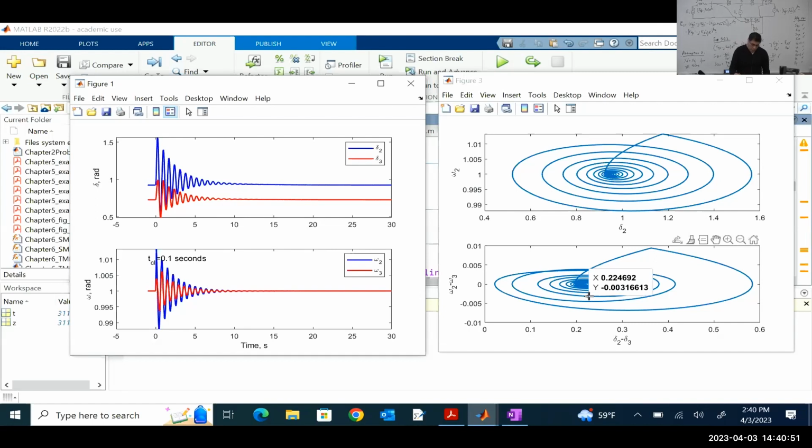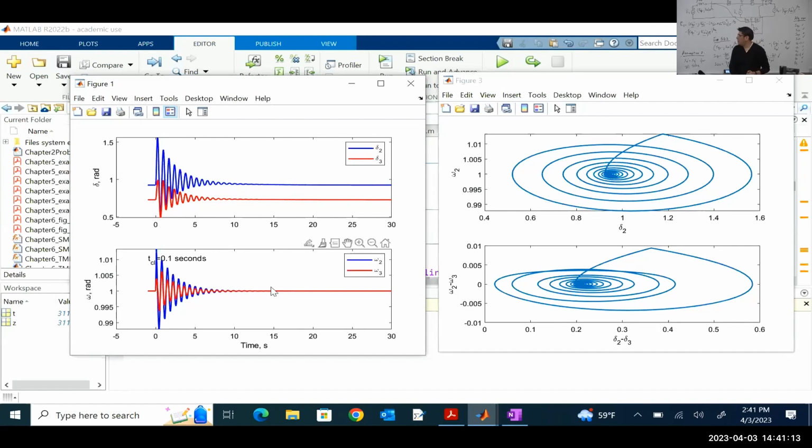And this is another way to look at this, which is the difference between omega 2 and omega 3 and delta 2 and delta 3. This is a little bit less regular. That is looking at the phase plane from a different angle as well. And this is the solution for delta and omega.